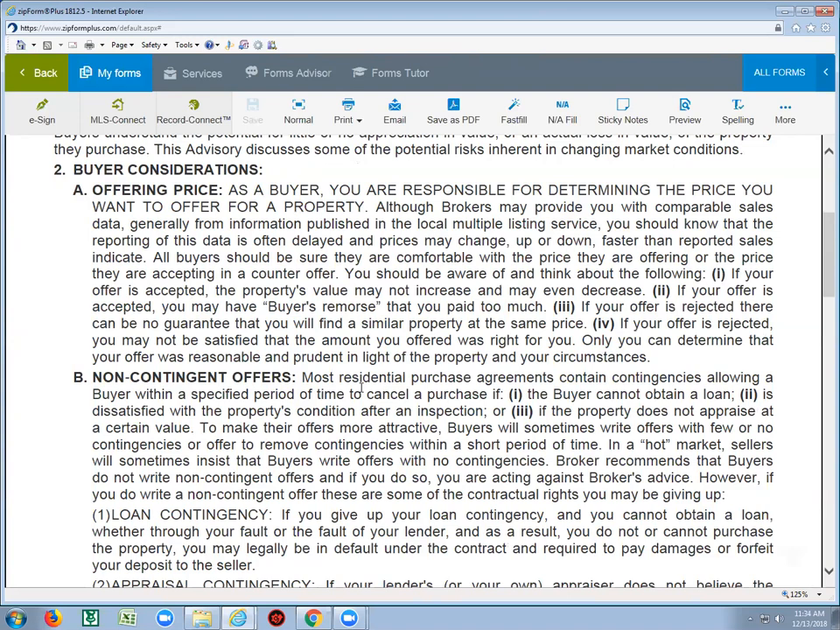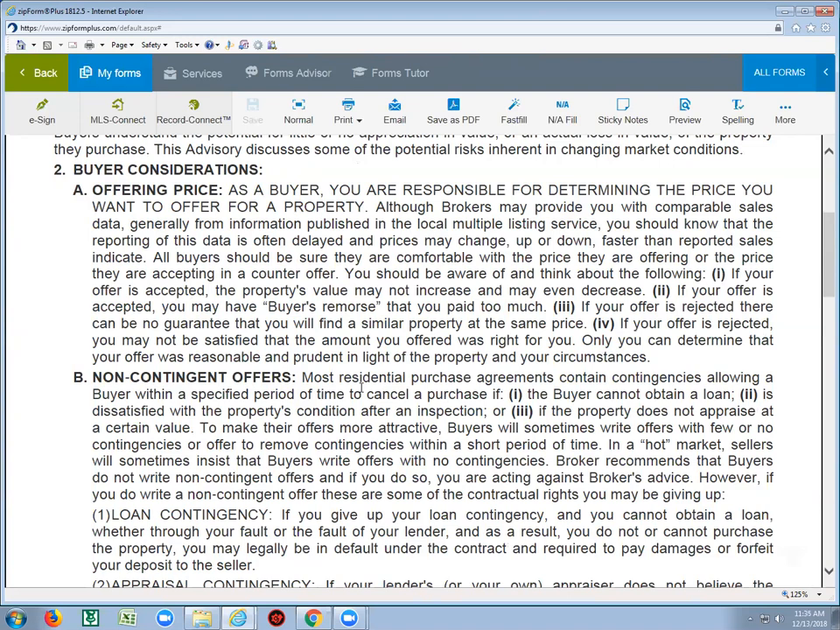So that's why, because we all look at the history, you should think of the following. One, if your offer is accepted, the property value may not increase and may even decrease. Well, when the market is going down, when people bought in 2008, 2009, after the buy, it went down further, because it was not the bottom yet.